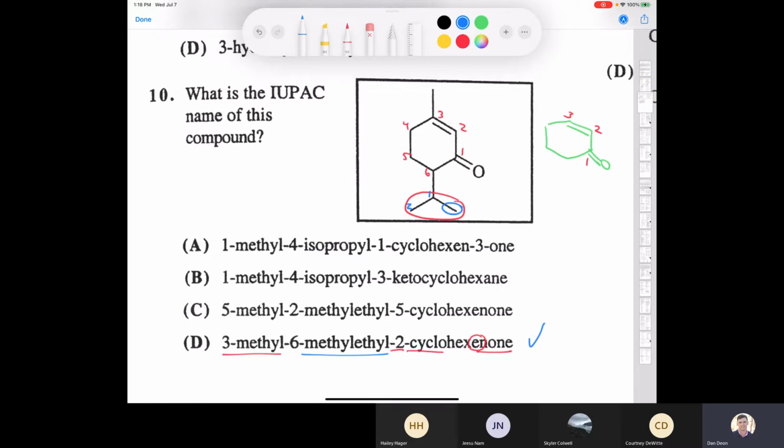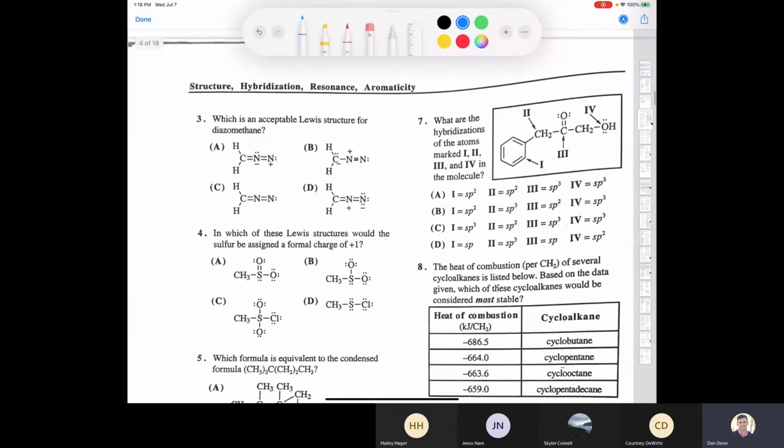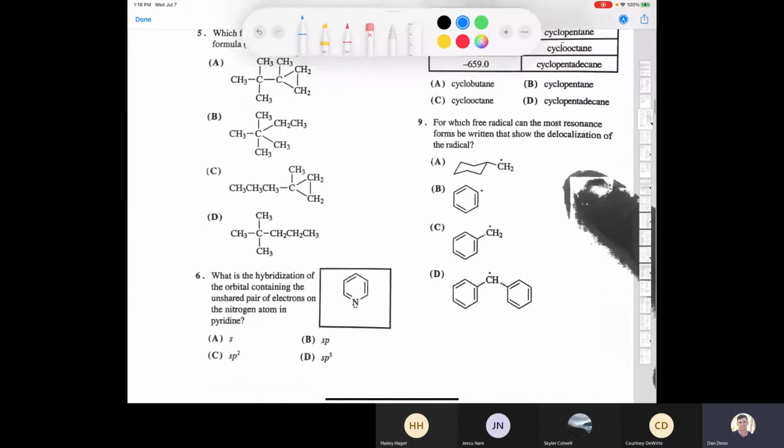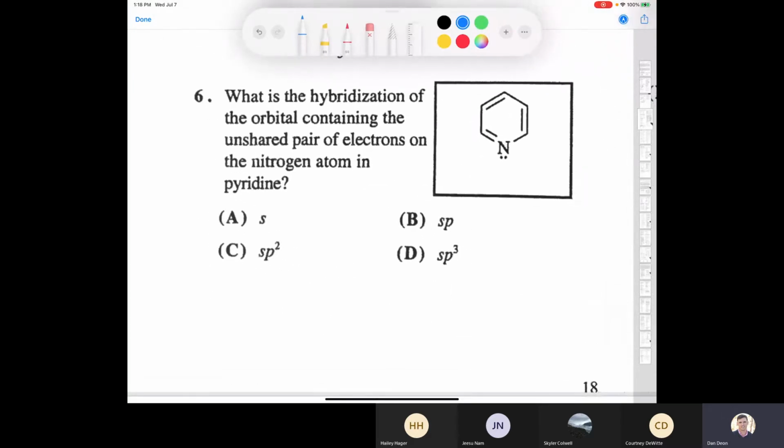Let's move on to the next section, which deals with hybridization and resonance and aromaticity. And I have a question for all of you, okay? I would like you guys to try to answer this question. This goes all the way back to chapter 1 of Organic Chemistry 1. What's the hybridization of the orbital containing the unshared pair of electrons on the nitrogen atom of pyridine? Can anybody tell me the answer to this one? This is something that we looked at in chapter 1, and we talked about it in detail.